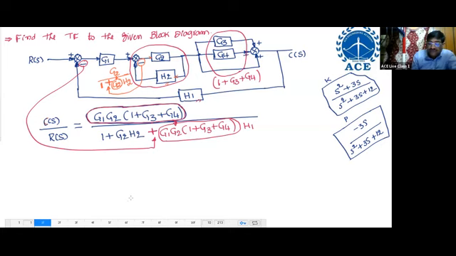Next question. Okay, completed. Next question, get the screenshot otherwise. Same, find the transfer function. Find the transfer function.